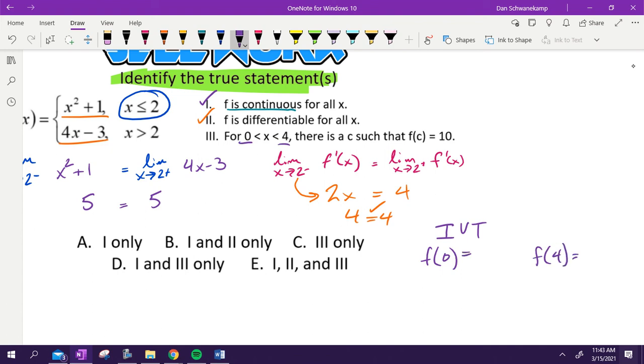I take 0, I plug it into this first equation. That gets me 1. I'm going to take 4 and plug it into that second equation. 16 minus 3 would be 13. I start at 1, I go to 13, and I have a continuous graph.